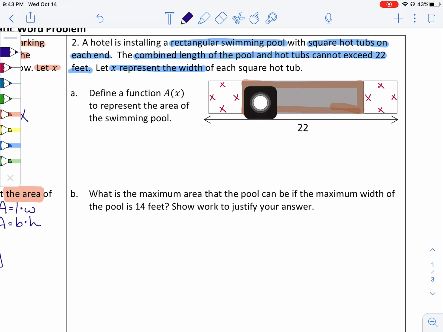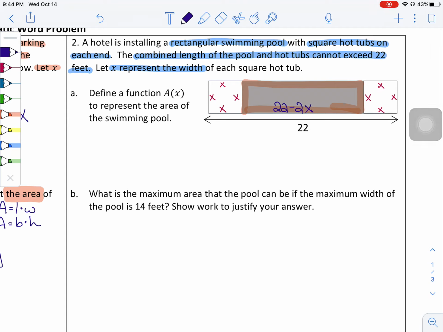Rectangular, so it's x on the other side too. What I need is this length. And the problem is this 22 applies to the whole length, including the hot tubs. So I want to work my way back in and subtract off these two edges. So this shaded region is going to be 22 minus the x that I have here for the hot tub on the right, and the x that I have here for the hot tub on the left. So that was 2x's that I subtracted, so minus 2x.